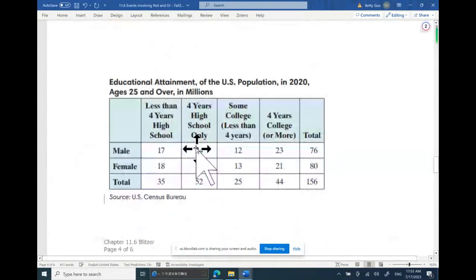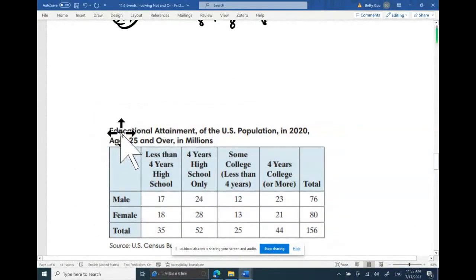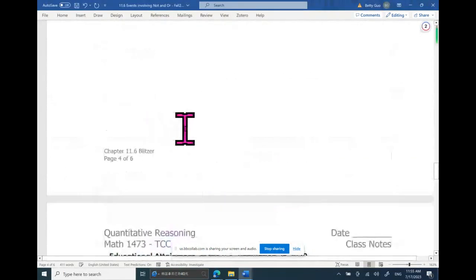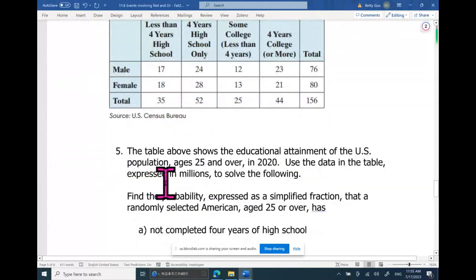Yeah. So the next question is based on this table. So far, all the probability problems are classical. And when you see a table like this, you know it's going to be an empirical problem. The table above shows the educational attainment of the U.S. population ages 25 and over in 2020. Use the data in the table, expressed in millions, to solve the following.